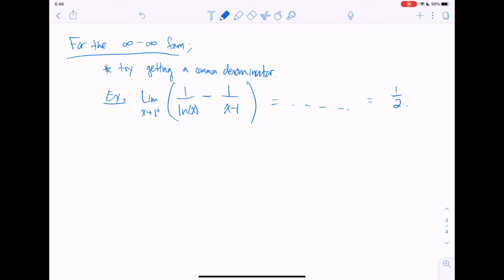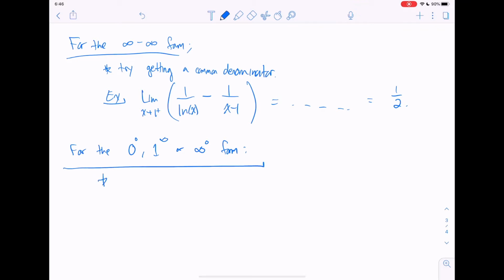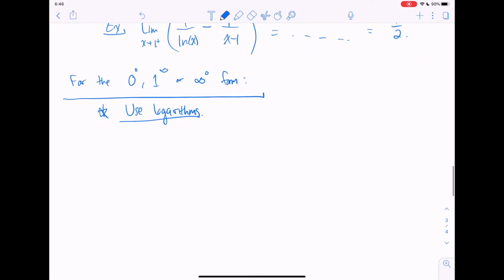So if we have the 0 to the 0, 1 to the infinity, or infinity to the 0 form, the answer is: use logarithms. That turns out to be the one-line answer. This is actually going to be super important for us. So I'd like to walk through a couple of examples here so that you can see what I mean.